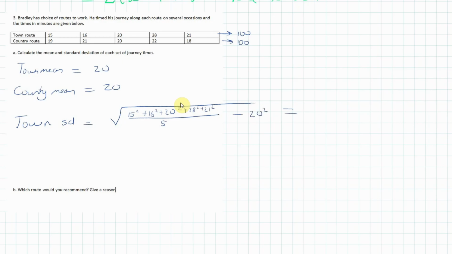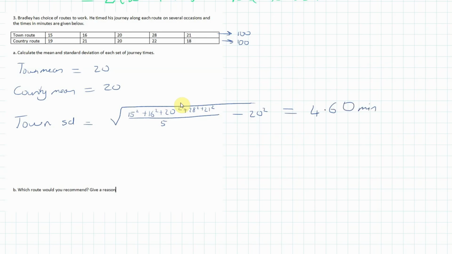Now if we chuck this into the old calculator, what do we get? 15 squared plus 16 squared plus 20 squared plus 28 squared plus 21 squared all over 5, minus 20 squared, or 400. Take the square root of all of that. Now this is giving me 4.60 to 3 significant figures. And we're in minutes here, I think.